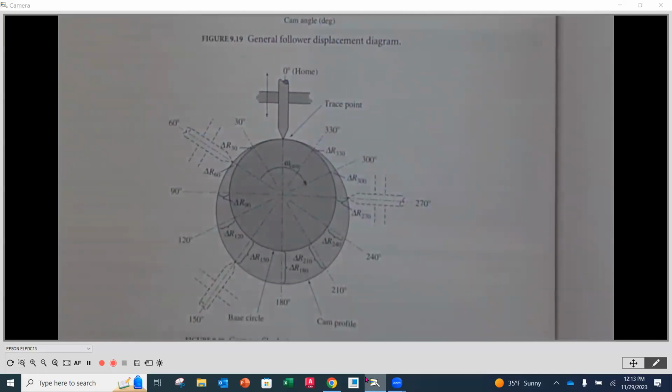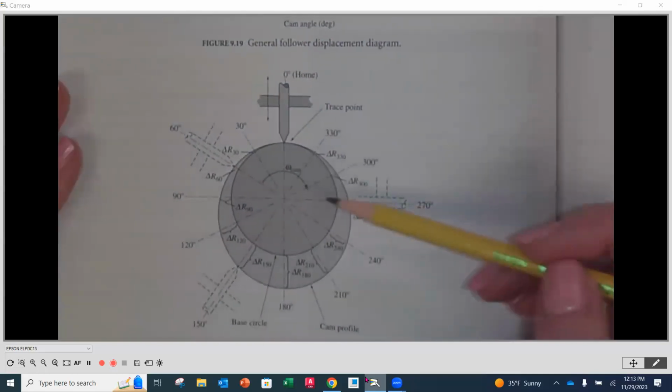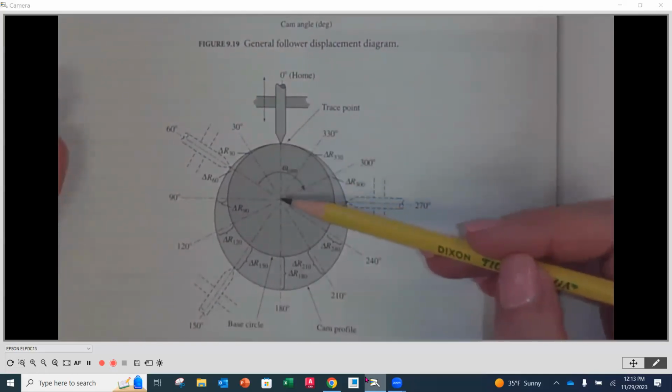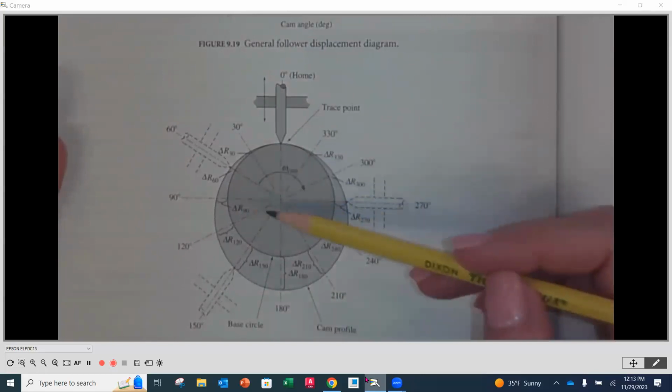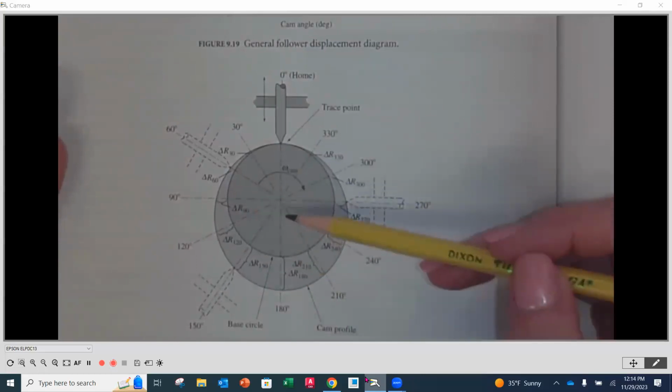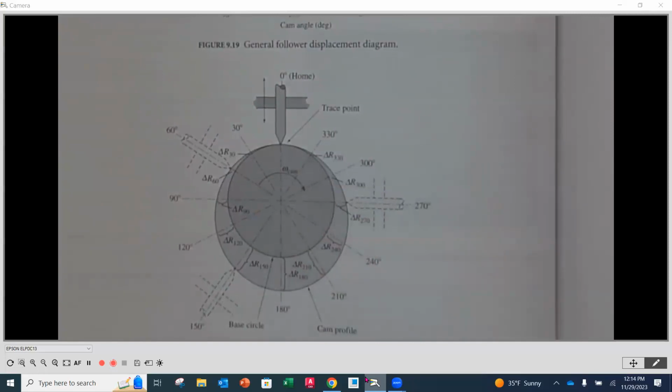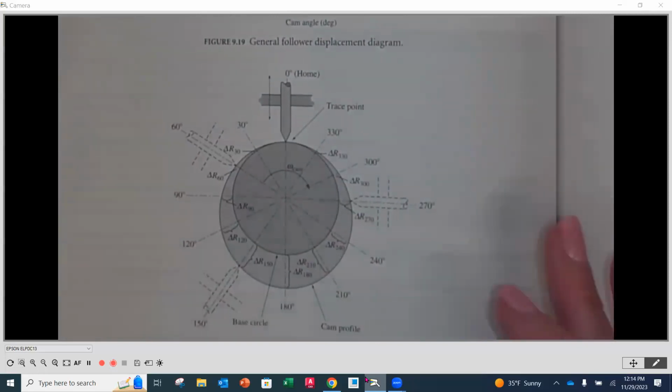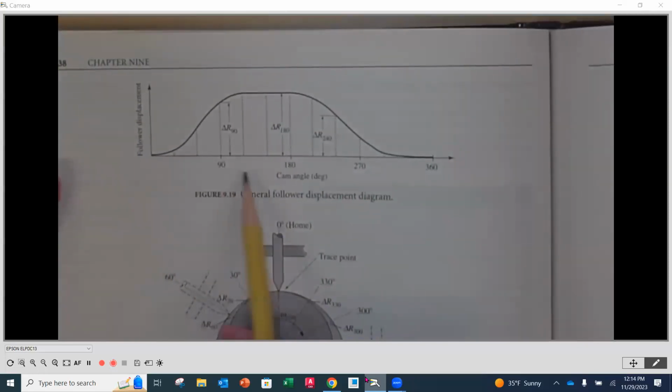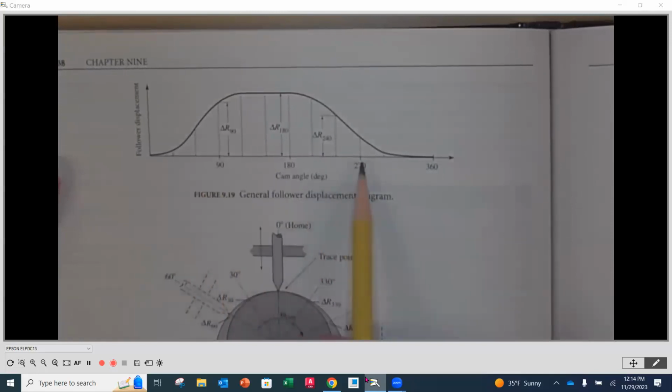If it's a roller, then we have to draw a roller. We'll see that in our next example. But this one is a knife edge, so again, it keeps things simple. Then what you're going to notice is they have, in 30-degree increments, the mark-offs of each one of the main points along our cam. So they have this in 30-degree increments.